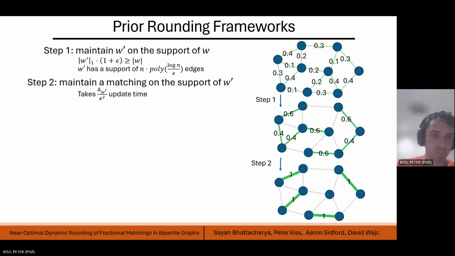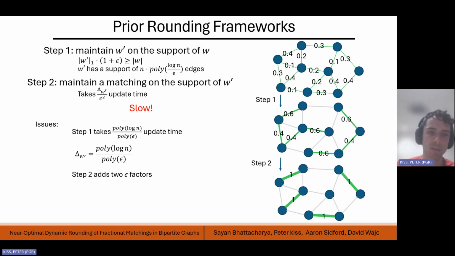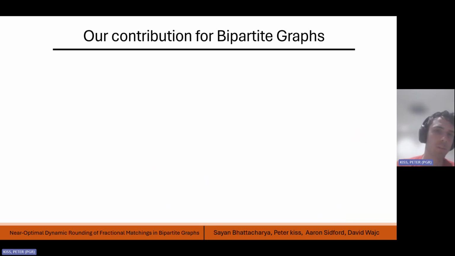So while this works successfully, what issues does it pose? Well, it is certainly slow. Step 1 itself, this sparsification step, using algorithms in the literature takes polylog n over poly epsilon update time. The sparsifier received at the end of step 1 also has some maximum degree, hiding similar factors. And step 2, the rounding of W' while ignoring its internal fractional structure, also adds 2 epsilon factors using state-of-the-art algorithms. Our contribution is in improving on these frameworks.